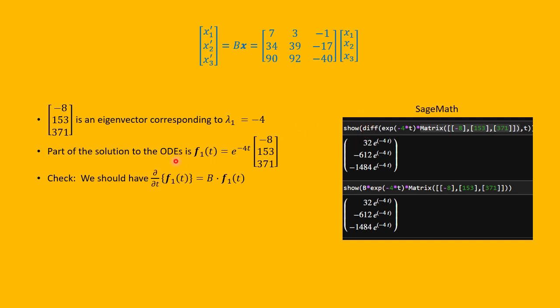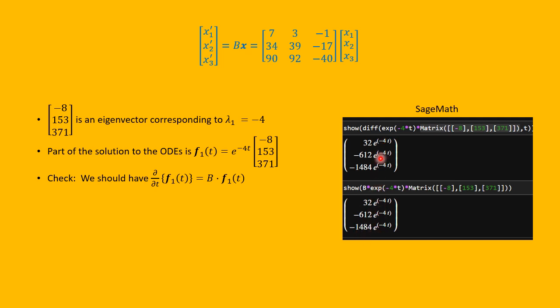To compute this left-hand side, we'll look at the derivative of the exponential of -4 times t times this matrix -8, 153, 371. And remember, we're differentiating this with respect to t. When we show the result of this calculation, it's this column vector. On the other side, we need to compute B times f sub 1. So here's the computation, B times f sub 1, once again, is that exponential times that column vector. And the result is this column vector.